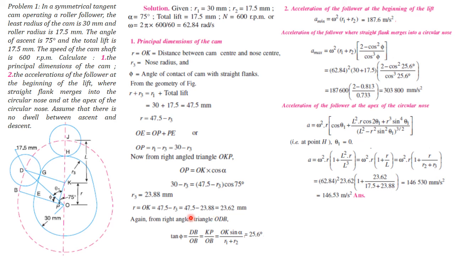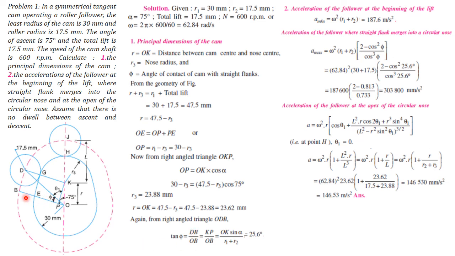So here, from the triangle, we have become successful in finding the value of R and the value of R3. Then we are interested to find the value of phi, right? So phi is the angle turned during the surface of flank, during the period when the follower moves on the surface of flank. So tan phi is equal to BD by OB.